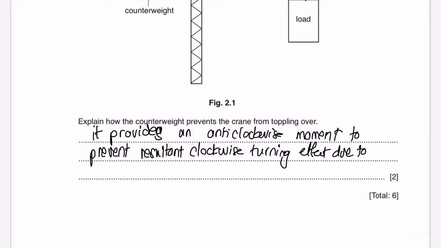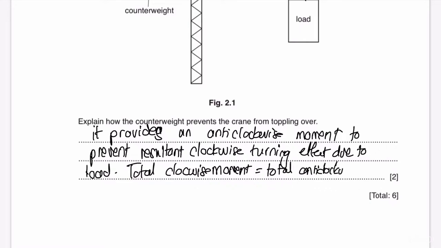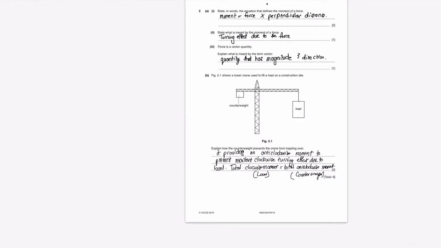Like I said above, the load is producing a clockwise moment and the counterweight is producing an anti-clockwise moment. So they counter-react and cancel each other out. You can also write: total clockwise moment is equal to total anti-clockwise moment. The clockwise moment is because of the load and the anti-clockwise moment is because of the counterweight. Take care.